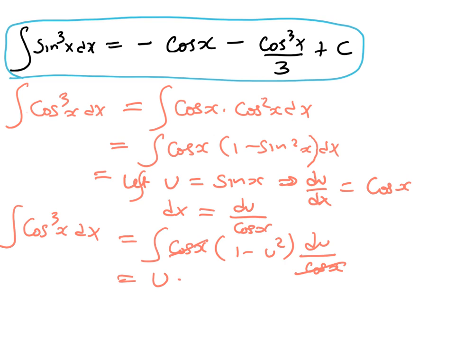So you are only integrating 1 minus u squared with respect to u. It is going to be u minus u cubed over 3, plus a constant. The last step is putting back u in terms of sine. So this is going to be sine x minus sine cubed x over 3 plus a constant of integration, and you are done. So it's not a big deal. So what about other odd powers more than 3? Still, this is simple. It is really very simple.